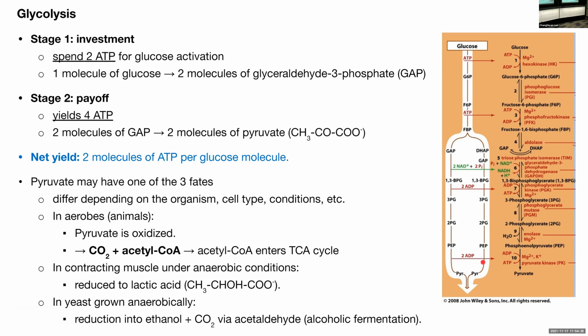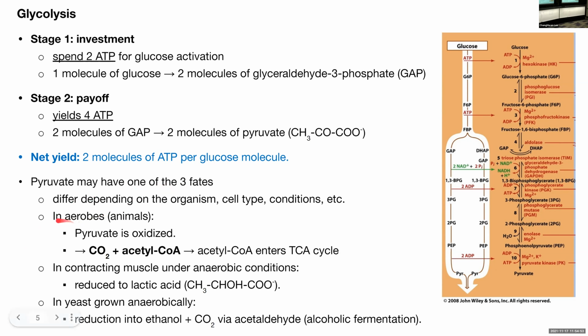And this pyruvate, which is the end product of glycolysis, may have one of these 3 fates. And these fates differ depending on the organism's cell types, conditions, developmental stages, and so on, many different things, like while you're exercising or resting and stuff like that. It changes quite quickly.